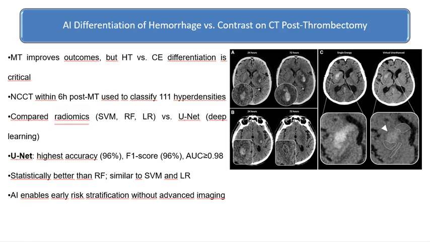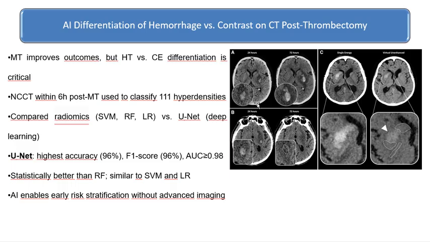Here's an example that I applied during my PhD thesis. We developed AI models to distinguish hemorrhagic transformation from contrast extravasation on CT of patients with ischemic stroke that underwent thrombectomy within 6 hours. Thrombectomy is a very efficient treatment in stroke care, but it can increase the risk of hemorrhagic transformation, which increases a lot the risk of mortality and disability. But in the first hours, it's very difficult to differentiate them.